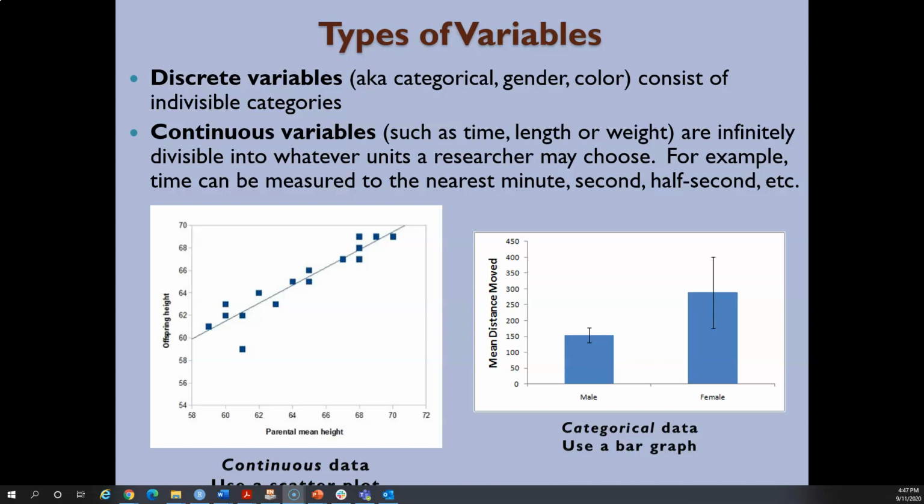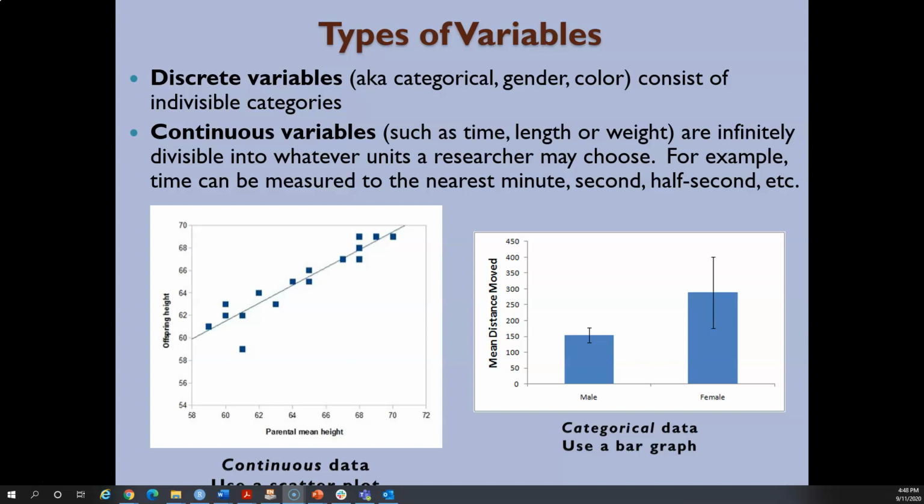Another example would be time. Time can be measured as a continuous variable as well. If you think about it, continuous variables have decimal values: 1 hour, an hour and 15 minutes, an hour and a half, an hour and a quarter, 1 hour and 5 minutes, like that. Continuous variables can have a decimal value in them.